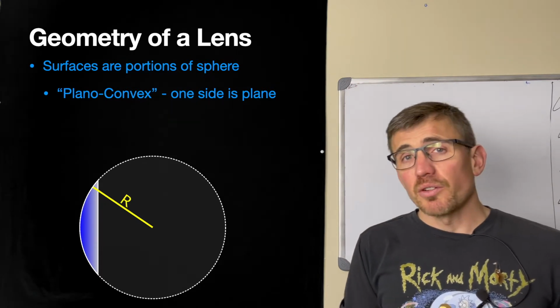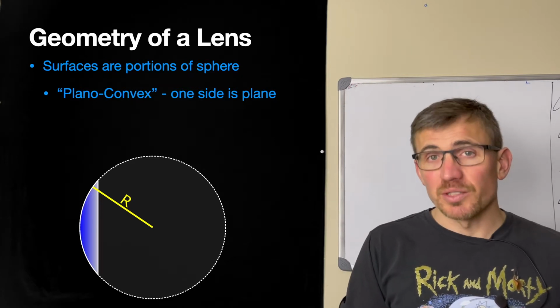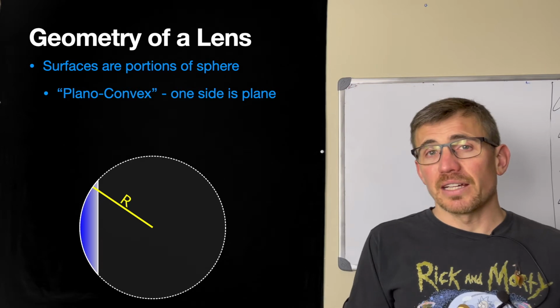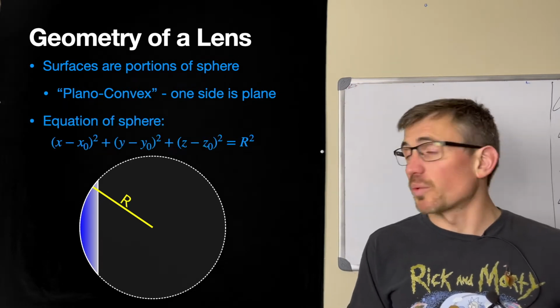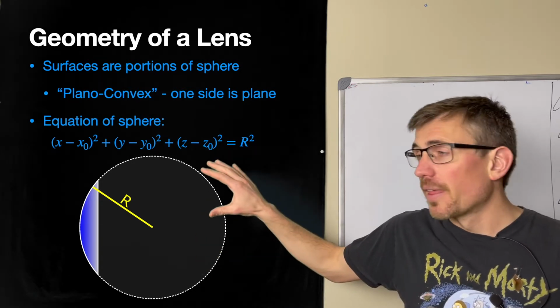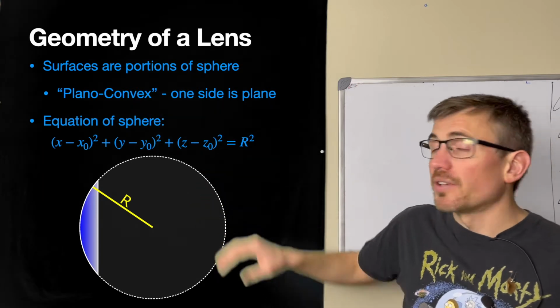Just a reminder, what is the equation of a sphere? At the origin, it's x squared plus y squared plus z squared equals the radius squared. And we can offset in x, that'd be x minus x naught, y minus y naught, etc. So this is the equation of a sphere at x naught, y naught, z naught.